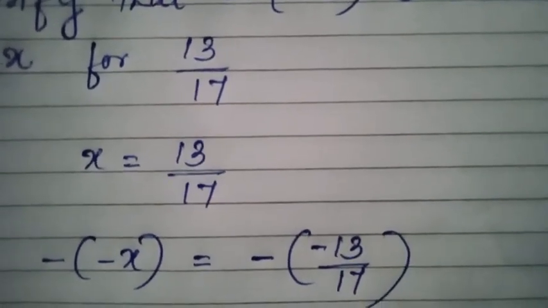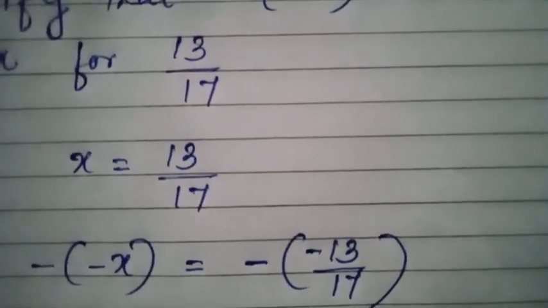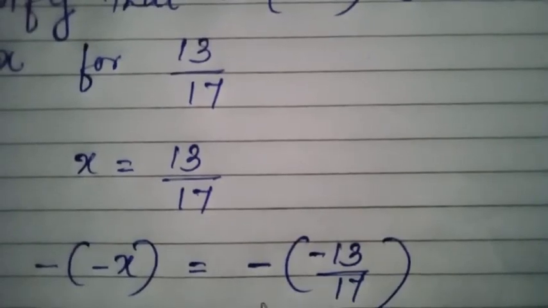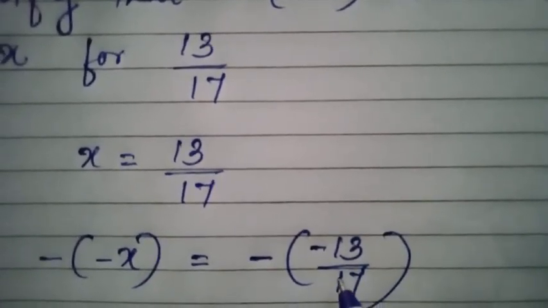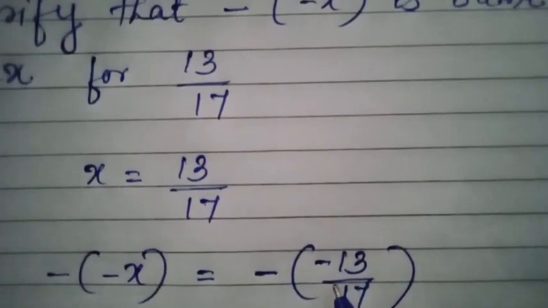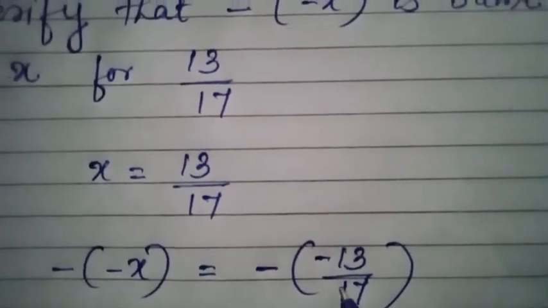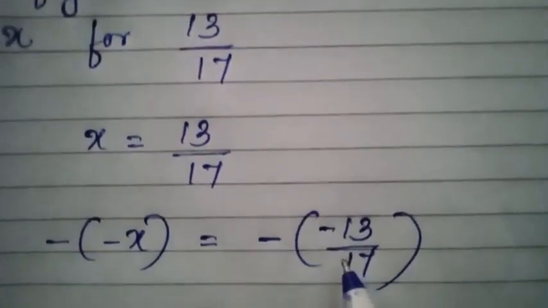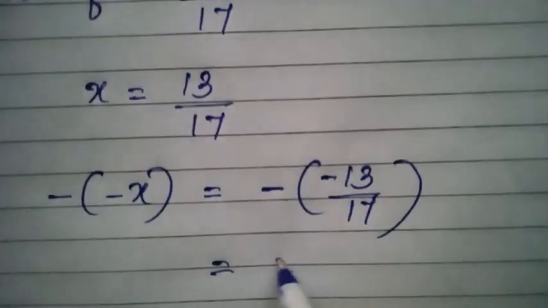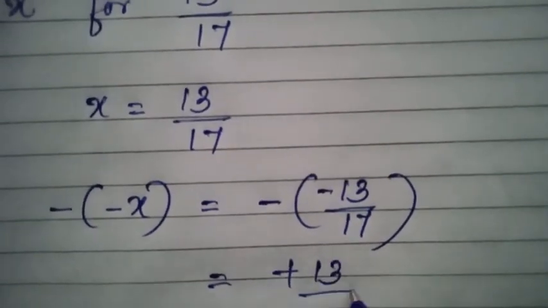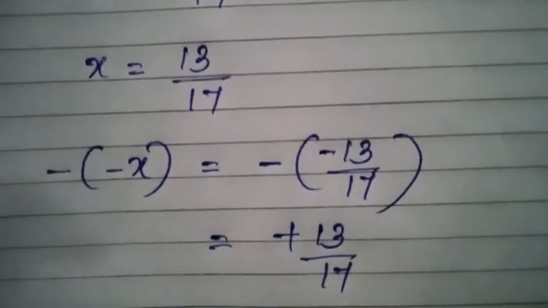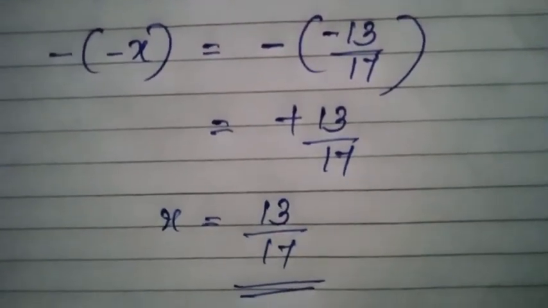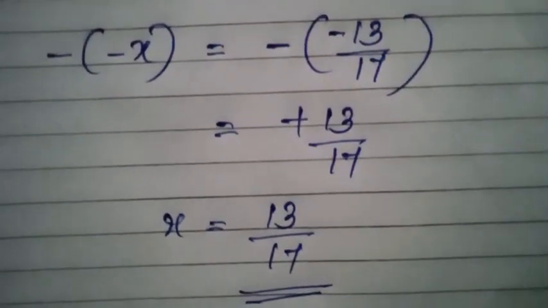I will explain one more time. X is 13 by 17. They asked to take minus of minus x. So if we put minus over here, then minus 13 by 17, that is the additive inverse, is minus 13 by 17, is it? So minus of minus automatically changes to plus. Plus 13 by 17. So x is equal to 13 by 17. Hence it is verified. Understood?